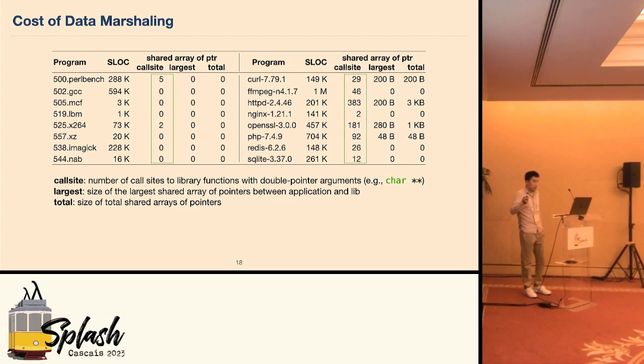And to answer the second question about the performance penalty for the data marshalling, we ran the programs and measured the size of the shared arrays between the application and the library. The largest shared array of pointers between the application and the library is only 300 kilobytes, also from HTTPD. So with this result, we believe that our solution is scalable and manageable.